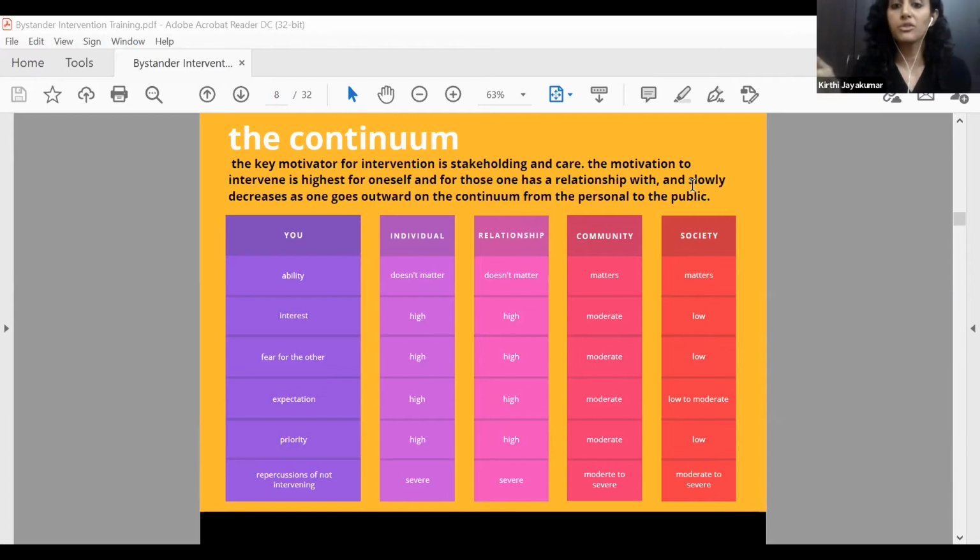In the same sense, fear for the other. You care for yourself, you care for a person you have a relationship with. You do care for your community and your society, but only to a lesser degree in comparison to yourself or to people you care for.